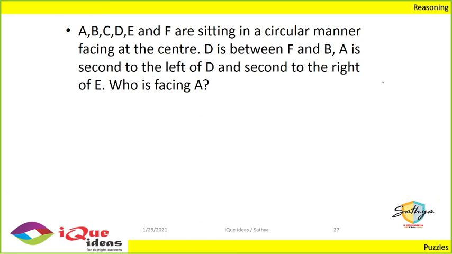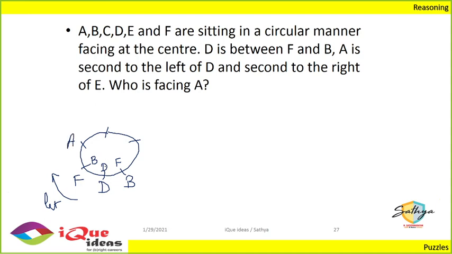A, B, C, D, E, F. That means 6 people are sitting in a circular manner, right? So 1, 2, 3, 4, 5, 6 people. D is between F and B. But D also can be between F and B like this. A is second to the left of D, right? This is the left. A is second to the left of D. So this is D, first, second to the left of D.